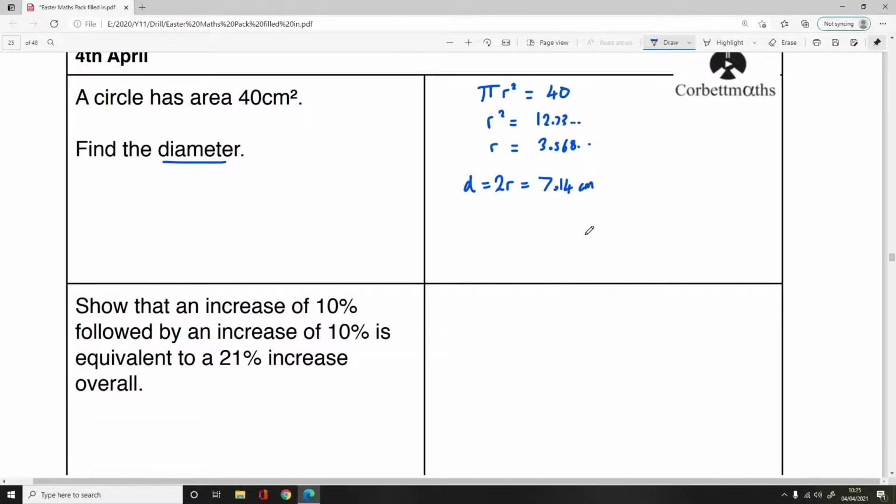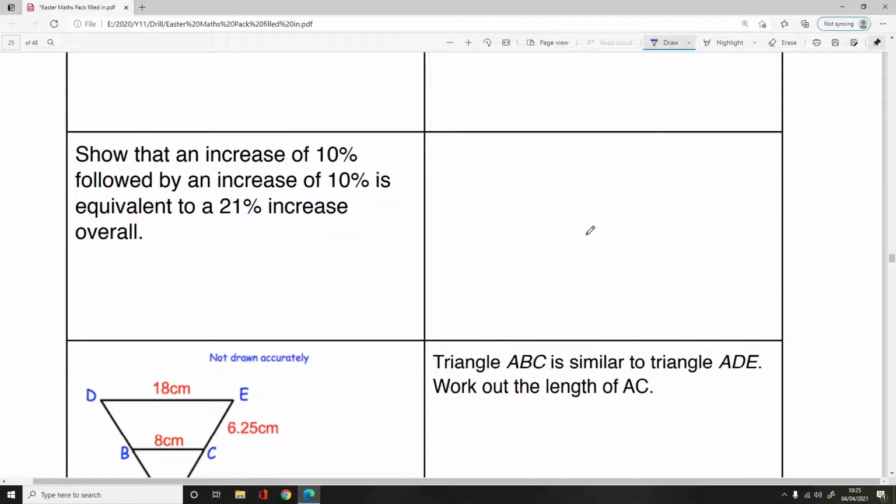Okay. This is an interesting one because it's kind of a proof. And I think normally I'd say put a number in and see what happens to it, but it wants you to show this is always the case. So we're actually going to start with a percentage. And we're going to say, suppose we start with 100%. 10% of that is 10%. And then if we add that on, we'll get 110%.